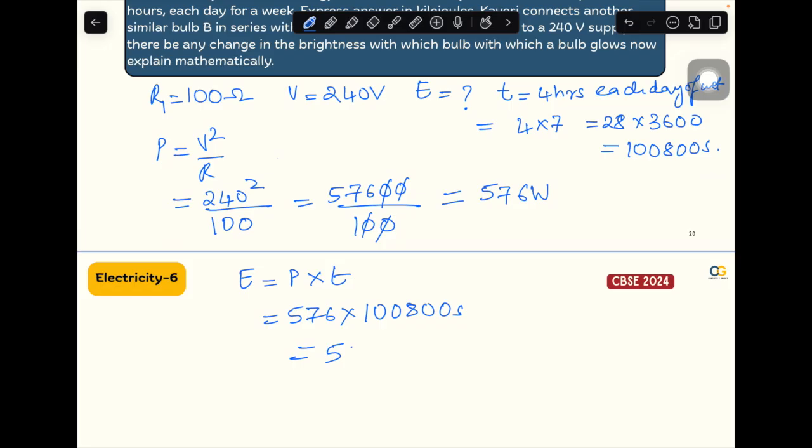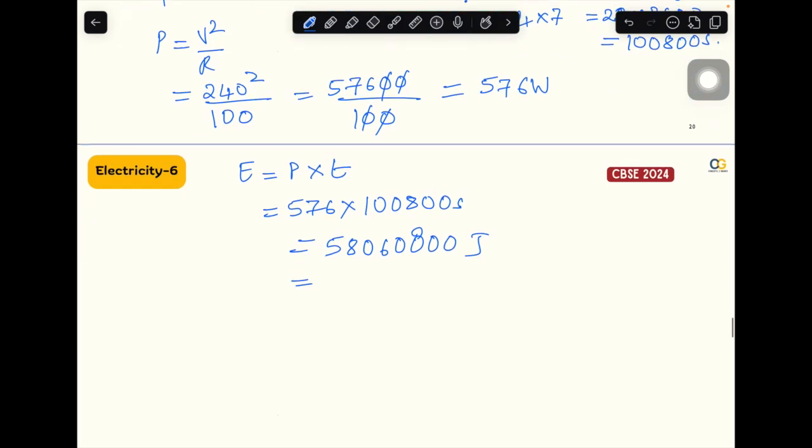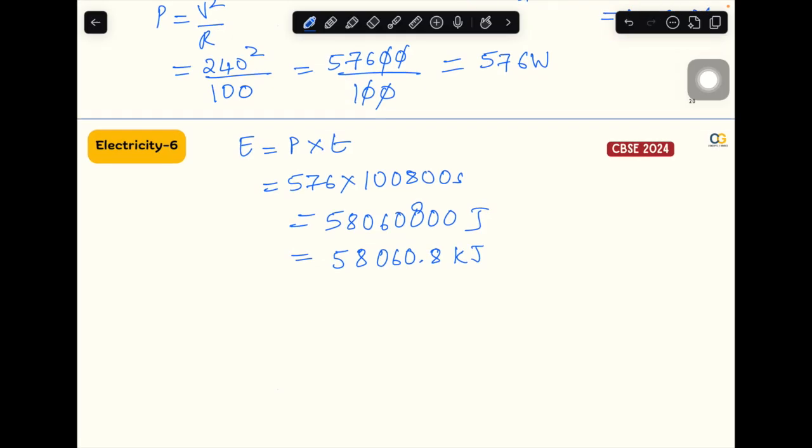So I will get 58060 joules. If I convert it into kilojoules, that is divided by 1000, it is 58,060.8 kilojoules. Now in 1 week, if this much energy is consumed.